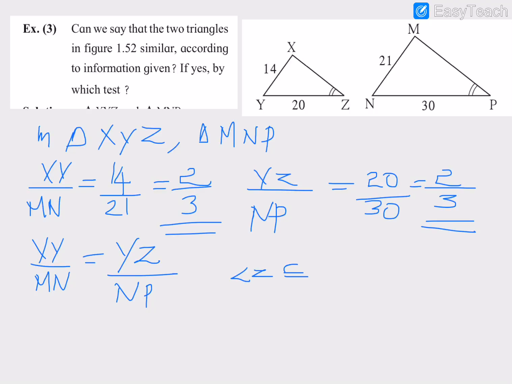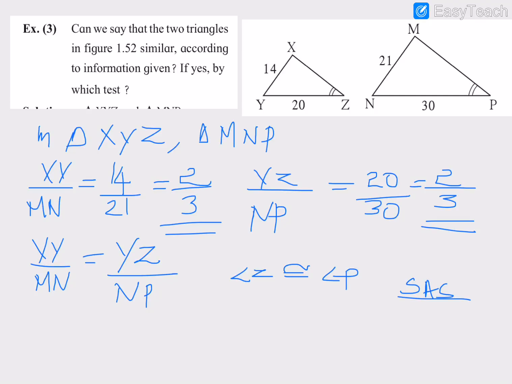Here it is given that angle Z is congruent to angle P, but those angles are not in between the two sides. You can see the angles between the two sides are angle Y and angle N in these triangles, but those angles are not given as congruent. Angle Z and angle P are given as congruent, but they are not between the two sides. So we cannot say these two triangles are similar according to the SAS criteria. By the side angle side criteria we can't say that the two triangles are similar.